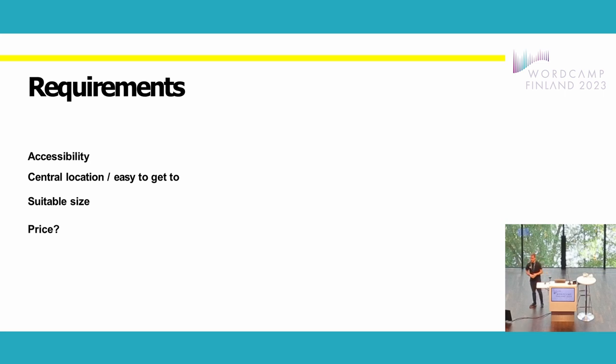So, requirements for your venue: accessibility. It's a big thing. Try to find a space where people with wheelchairs or who have a problem seeing properly can get in and have a good time. A central location usually is good, like near a central station. Or if you're not central, don't go for Frankfurt Preungesheim, but maybe something where people can actually get to easily, like a train stop or two outside of the city center.